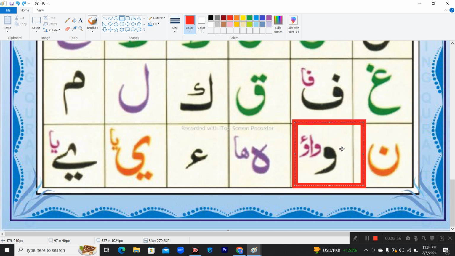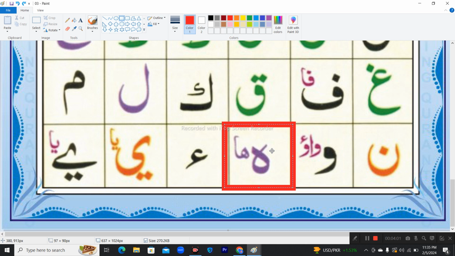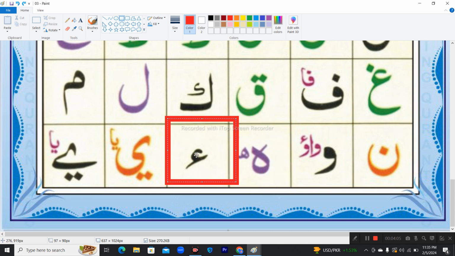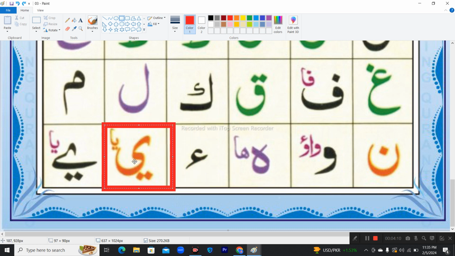Okay, and this one is Waw. Say Waw. And the next one is Ha, not Ha. Say Ha. And this one is the last one, Hamza. And the last one is Ya.